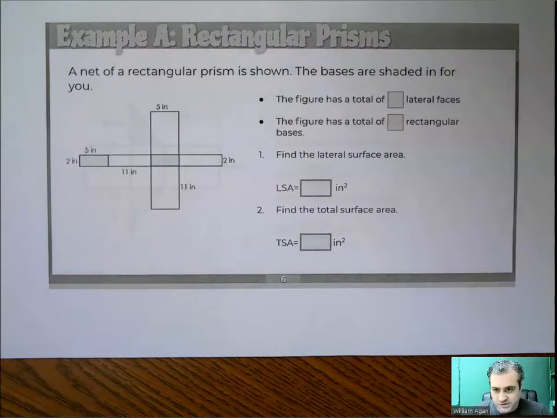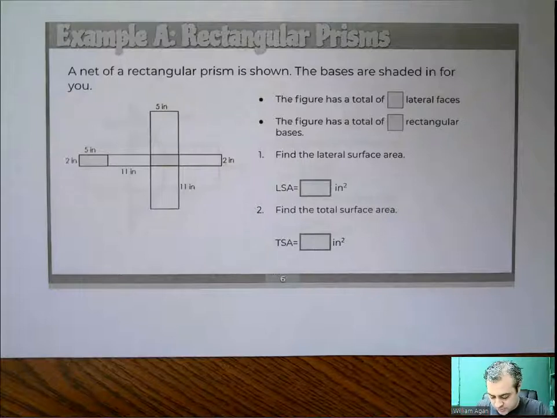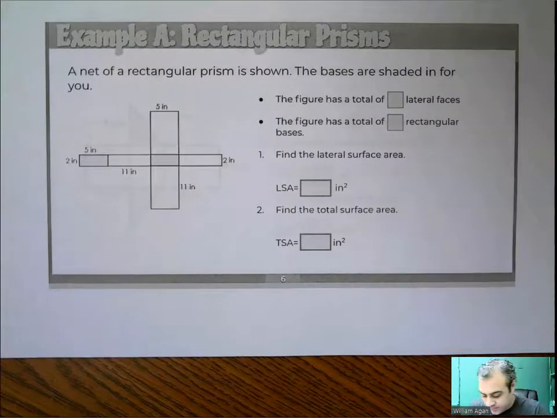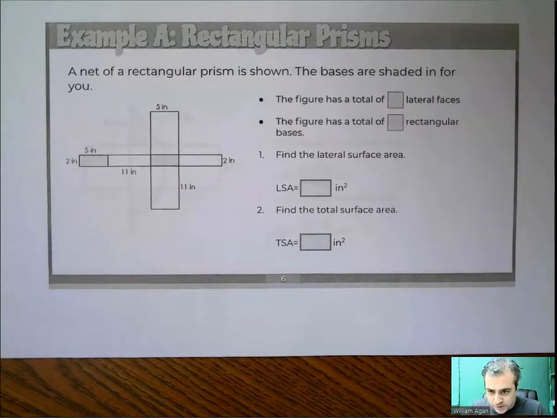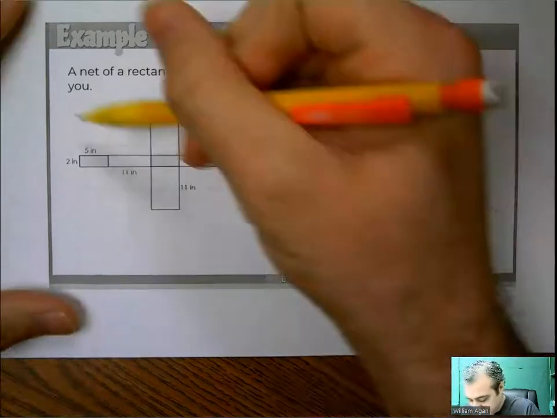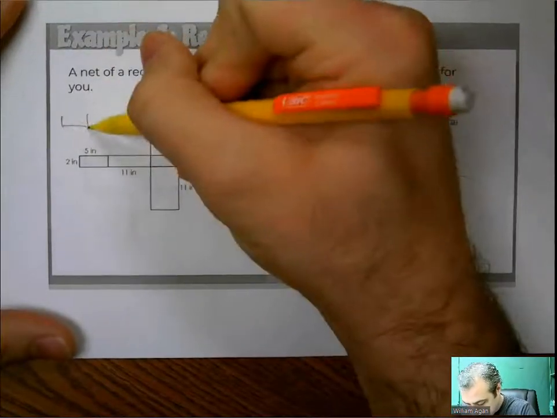Okay, so this is a rectangular prism. A rectangular prism is a three-dimensional figure, and this is what it looks like whenever you cut it open and unfold it and lay it down flat. A rectangular prism would look a little bit like this.